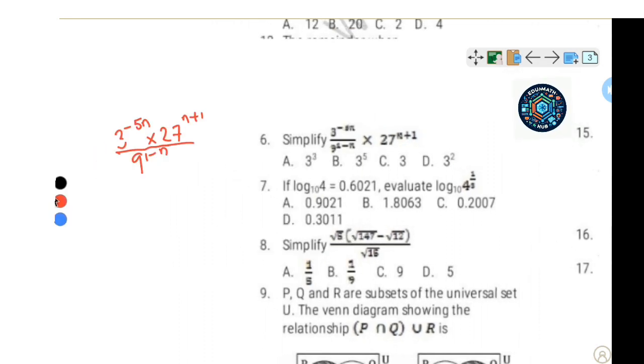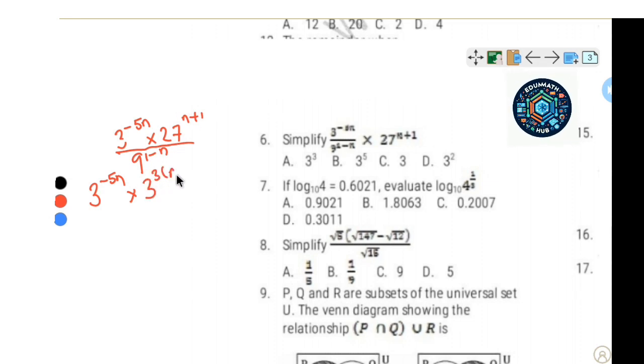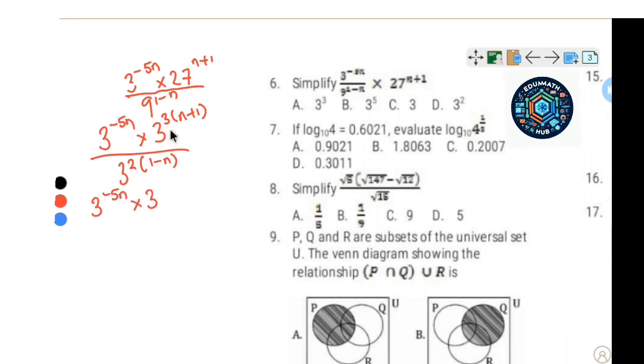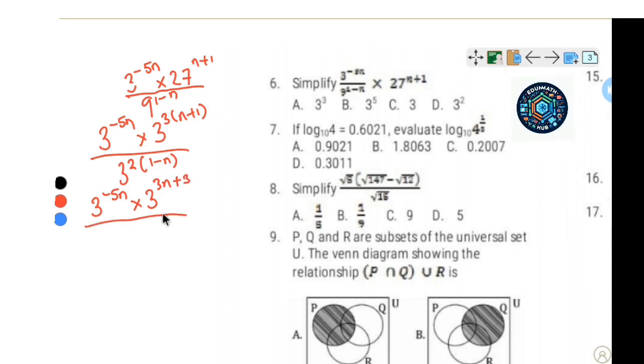So this one will give you 3 to the power minus 5n times 27, which is 3 to the power 3. Then the 3 at the top will multiply n plus 1. So you have 3 to the power 3 into n plus 1. Then you are dividing by 9, which is 3 to the power 2. This is 3 to the power 2 into 1 minus n. So if you continue in this process, you have 3 to the power minus 5n times 3 to the power 3 times n will give you 3n plus 3 times 1 will give you 3. Then you are dividing by 3 to the power 2 times 1, 2, minus 2 times n, 2n.